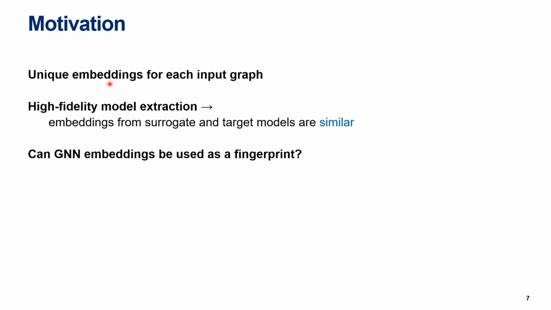Now, because we know that each input graph generates unique embeddings and we know that the attack's goal is to have high fidelity, we intuit that embeddings from surrogate and target models are going to be similar. In which case we ask the question, can GNN embeddings be used as a fingerprint?